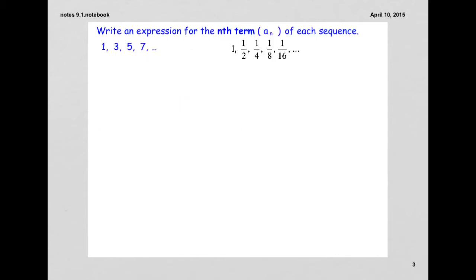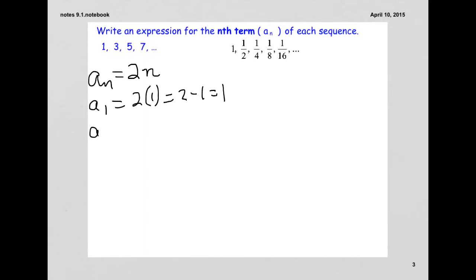Okay, now we're going to come up with the expression for the nth term, a sub n, of each sequence. So let's say a sub n equals, and we see we go from 1 to 3 to 5 to 7. There's a difference of 2, so let's do 2n. Now if I do a sub 1, that's going to give me 2 times 1, which is 2. But I need 1. That means I'd have to subtract 1 from that to get that. Let's see if that works.